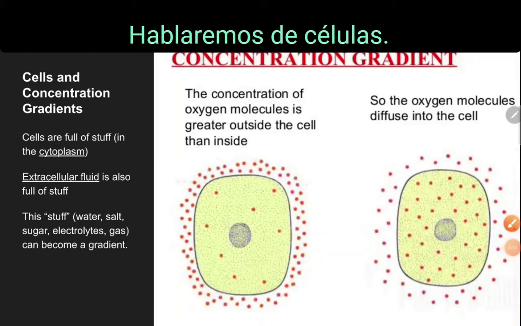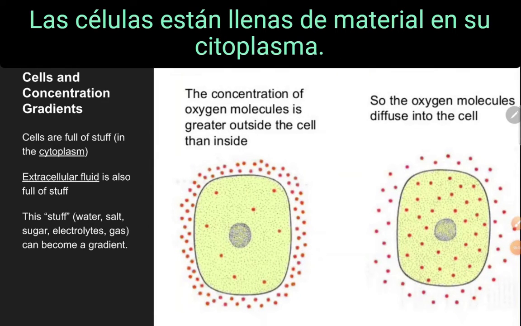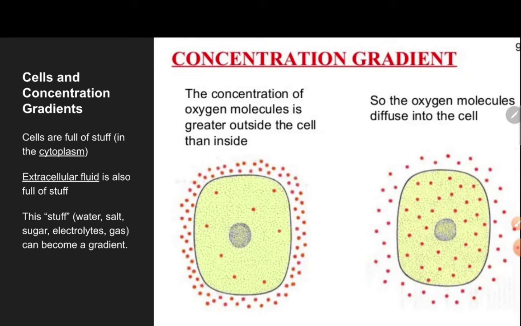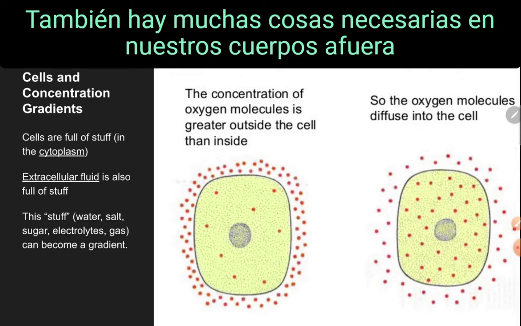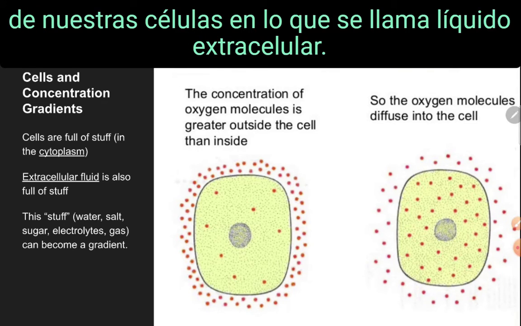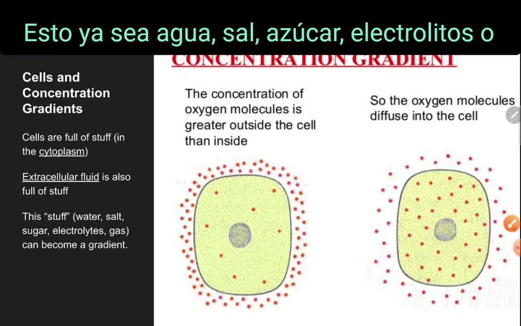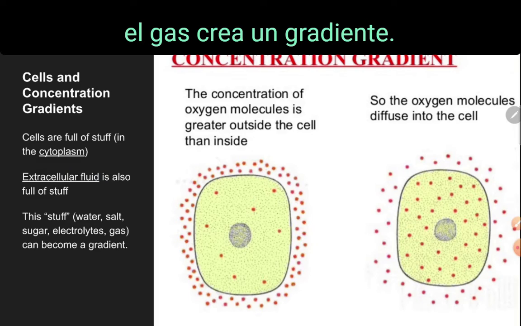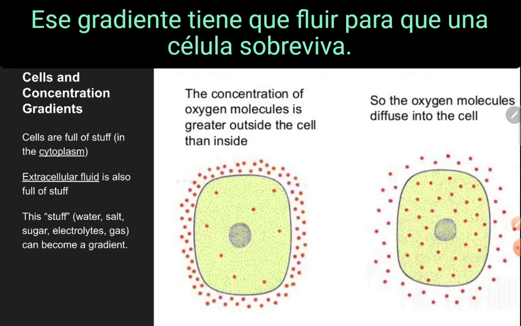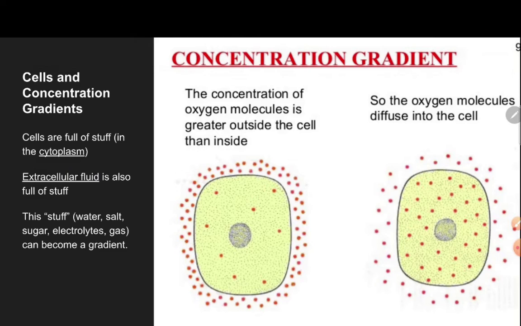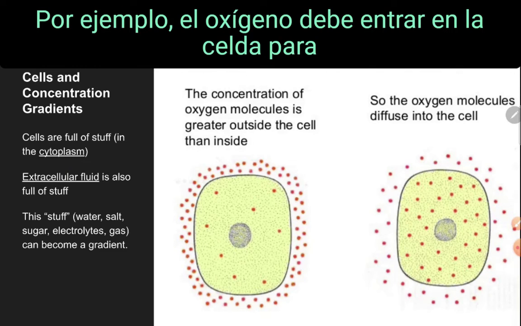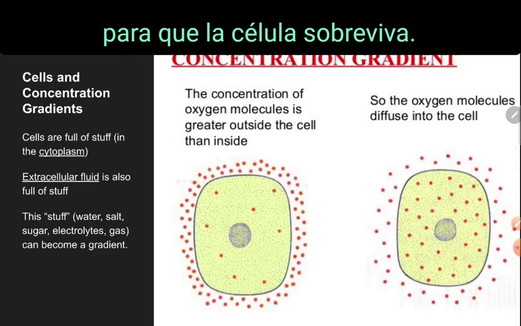Now we will talk about cells. Cells are full of stuff in their cytoplasm. There's also a lot of stuff needed in our bodies outside of our cells in what is called extracellular fluid. This stuff, whether it be water, salt, sugar, electrolytes, or gas, creates a gradient. That gradient has to flow for a cell to survive. For example, oxygen. Oxygen must move into the cell in order for the cell to survive.